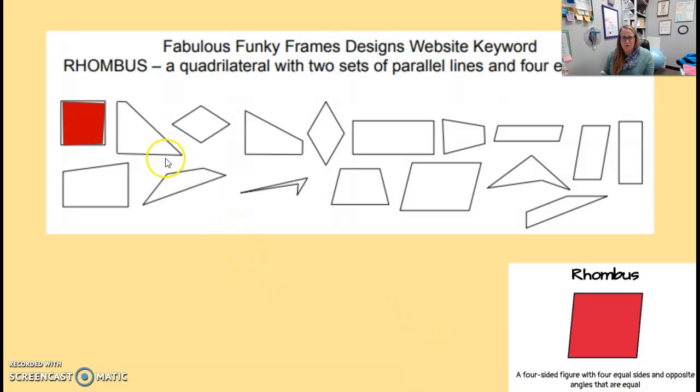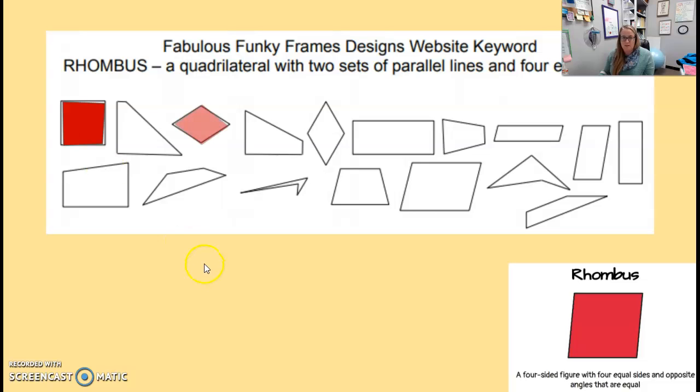Hey, that's a square. But does it match? Let's see. Are all 4 sides equal? Yep. And is this angle and this angle the same? And this angle and this angle the same? Yep. So it meets the requirements for a rhombus. So a square can be a rhombus.